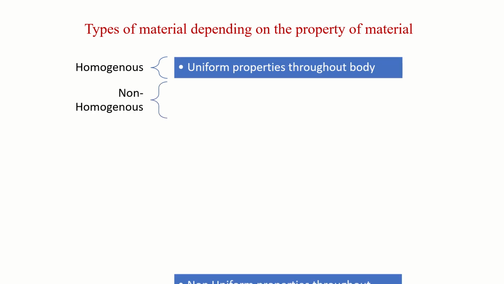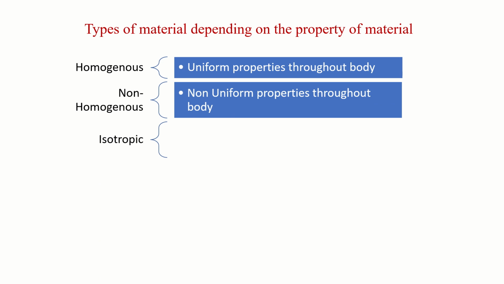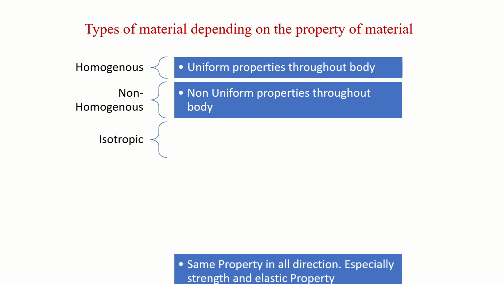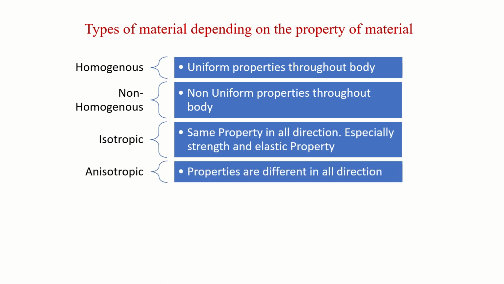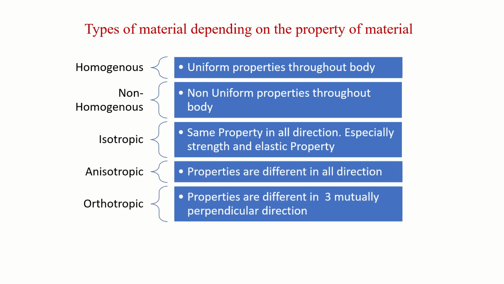These properties vary from material to material, and materials are also classified into different categories by these types. So these are the major five types.